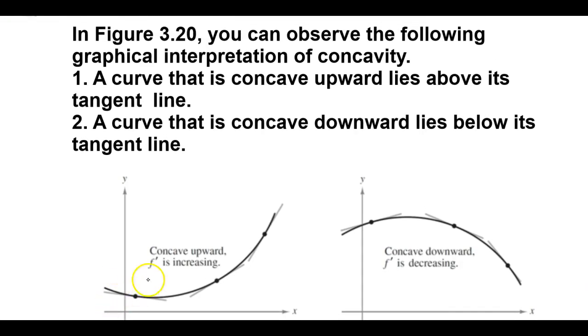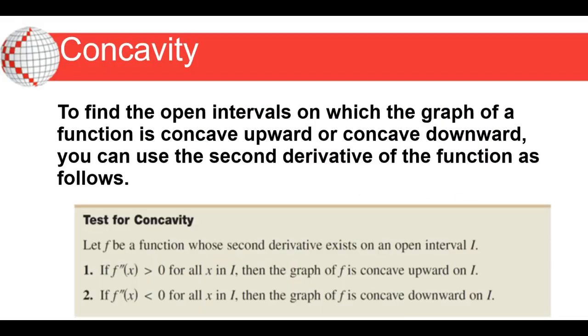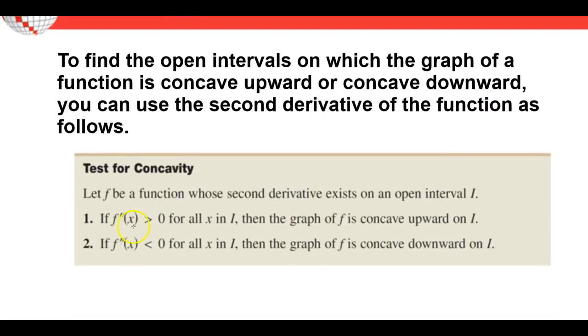The slide just says if it's concave up, notice that the tangent lines are below, or the curve is above, and then if it's concave down, then the tangent lines are above, or like this says, the curve is below the tangent lines. So either way you want to think about that. So once again, if the second derivative is greater than 0, then it's concave up. If the second derivative is less than 0, then it's concave down.